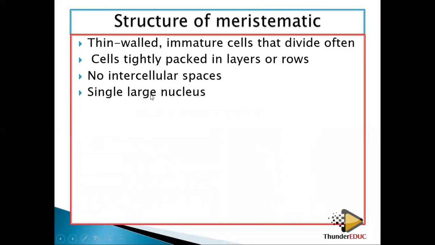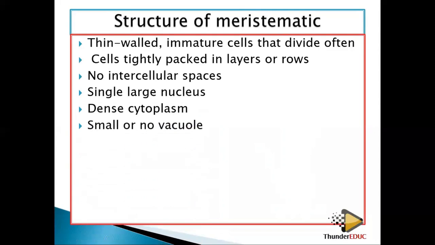Then there's a single large nucleus. They have only one nucleus, and it is extremely large. Then you have dense cytoplasm. The cytoplasm is dense. It has a lot of substances in it, so that it allows it to grow. It could have a small vacuole or no vacuole at all. If it is not there, then it means that its vacuole is very small if it is present. Because in most cases, the vacuoles are not yet there because the cell is still growing.